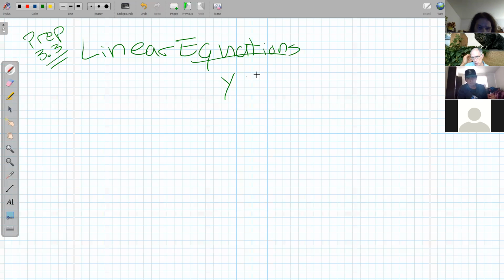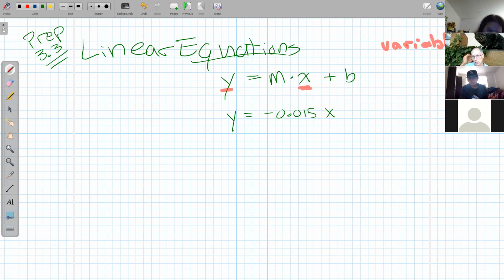Equation-wise, something is linear if it's a variable equals some number times another variable plus some other number. So the y is a variable and the x are variables. The others are just numbers I have. Like for example, one of the problems we were just working on could be written as y equals negative 0.015x plus 0.104. And this number, the m, that number right there, that's slope.